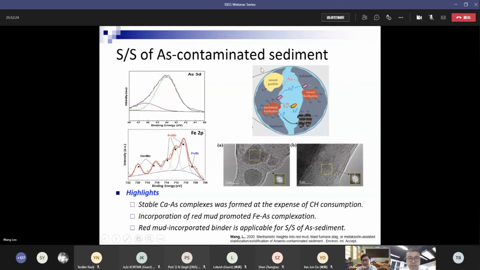Also, if the sediment is highly contaminated by arsenic, the OPC system may not be very efficient. So we add additional calcium-rich materials to provide a stable calcium arsenic complex to enhance the immobilization. Also, incorporation of red mud promotes iron arsenic complexation to reduce the leachability of arsenic.